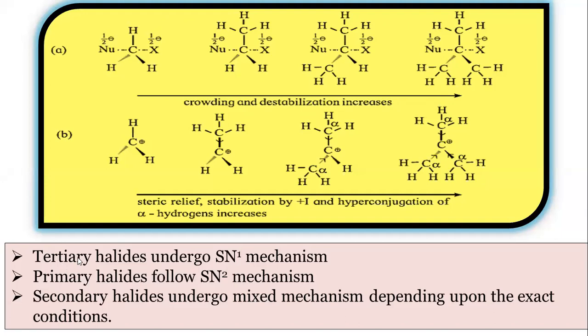So it is given here: tertiary halides undergo the SN1 mechanism, primary halides undergo the SN2 reaction, and if secondary halides are used, they can undergo a mixed mechanism. They can undergo the SN1 or SN2 mechanism. This depends upon the conditions used. So these questions are asked in JEE, NEET or CET exams. What will happen to the tertiary halides? They undergo which type of mechanism? Then primary halides undergo which type of mechanism?